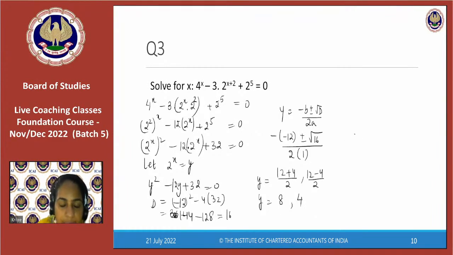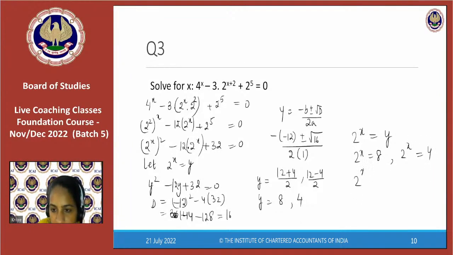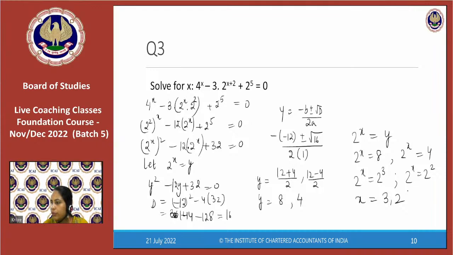And we needed the value of x. So 2 raised to power x is equal to y. So 2 raised to power x is equal to 8 for once. 2 raised to power x is equal to 4 for another part. 2 raised to power x is equal to 2 cube, and 2 raised to power x is equal to 2 square. So your value of x is 3 and 2 here. Okay, so your value of x is 3 and 2.